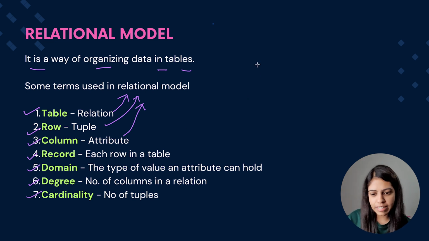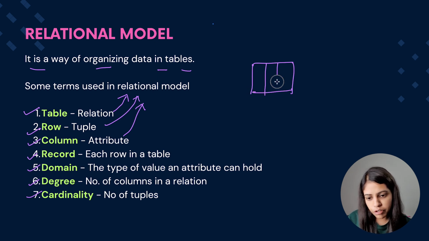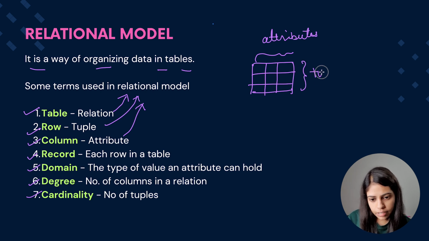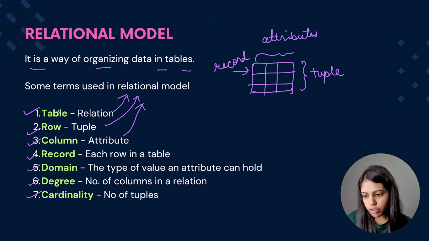Let's understand from an example. So this is a table. Now the table would be having some rows and some columns. The columns are called as attributes in the relational model. The rows are called as tuples. And each row is called as record. Now the table itself is called as a relation.